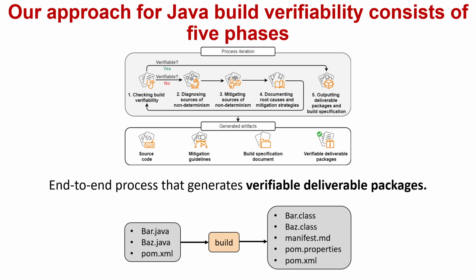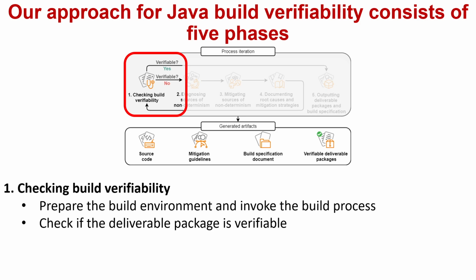Suppose the build system has 2 source code files, bar.java and buzz.java, and a Maven configuration file, pom.xml. After the build, we generate a deliverable package called full.jar, containing 2 build artifacts, bar.class and buzz.class, and 3 metadata files, manifest.md, pom.properties, and pom.xml.